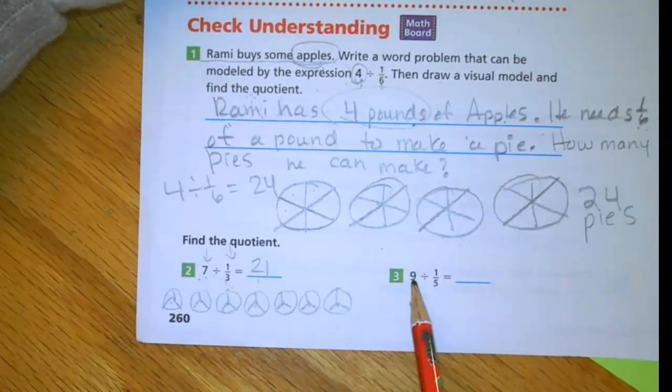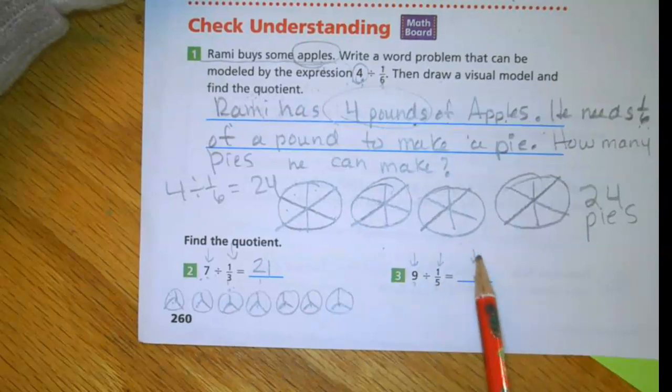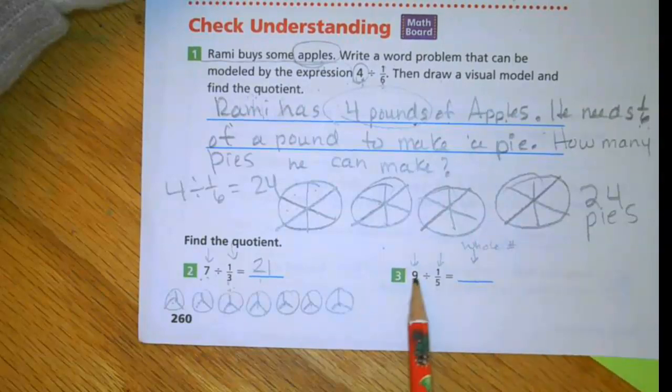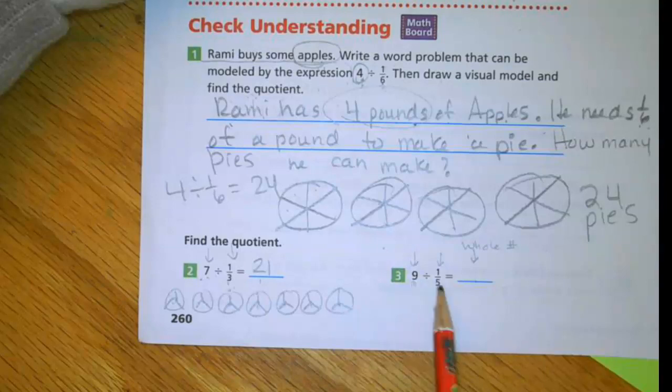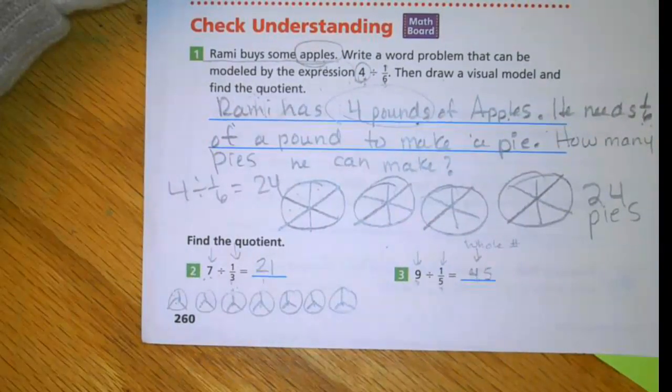The same thing here. If I'm starting out with a whole number and I'm dividing it by a unit fraction, my quotient is also going to be a whole number. And so if I have 9 pies, and I'm cutting them all up into fifths, how many of those sections will I have? Well, I'm going to have 45 of those sections.